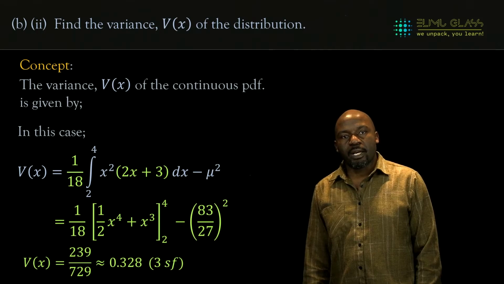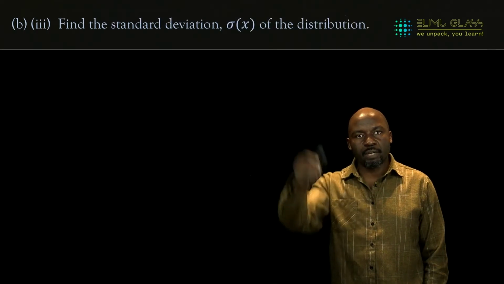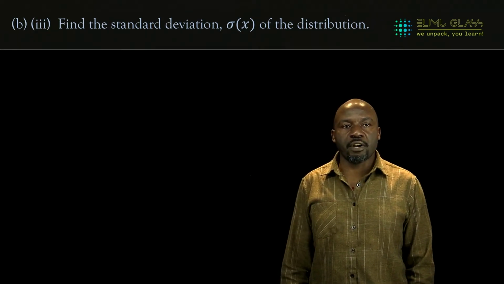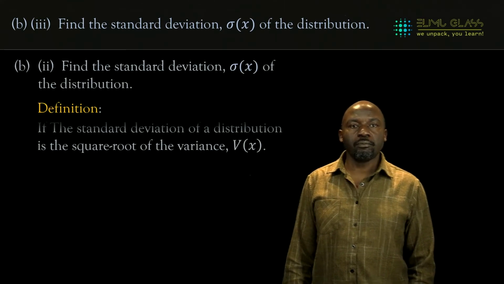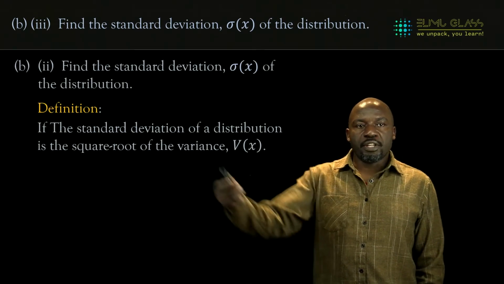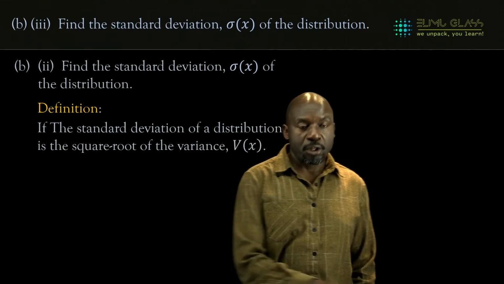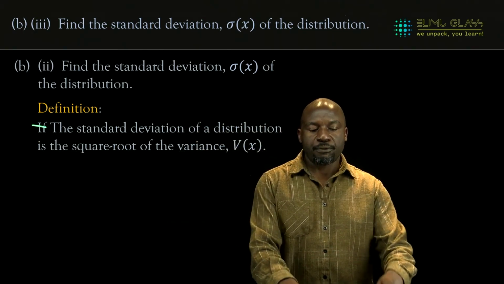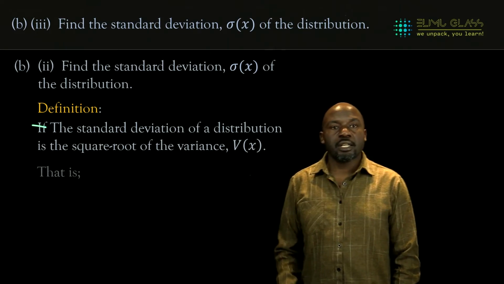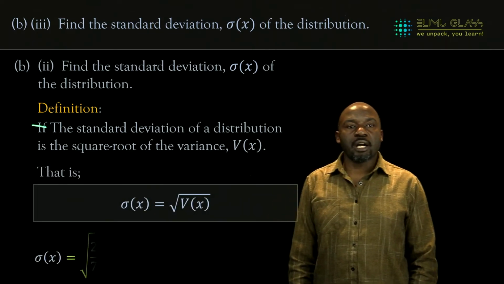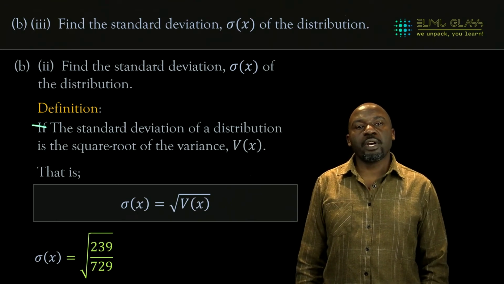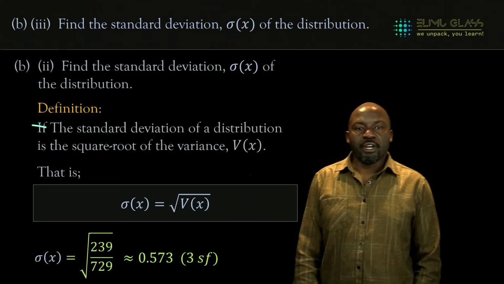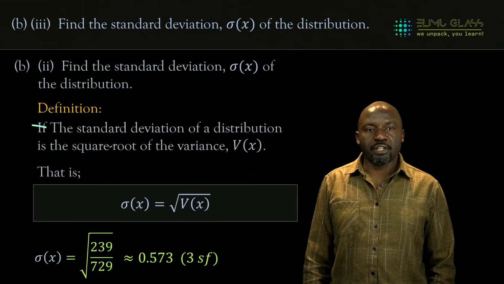The next part is to find the standard deviation. There we go. By definition, the standard deviation is simply the square root of the variance, which we just found. So the standard deviation of a distribution is the square root of the variance. If we take our variance that we got earlier and find the square root, we get the standard deviation. So for this probability density function, the standard deviation is 0.573, to 3 significant figures.